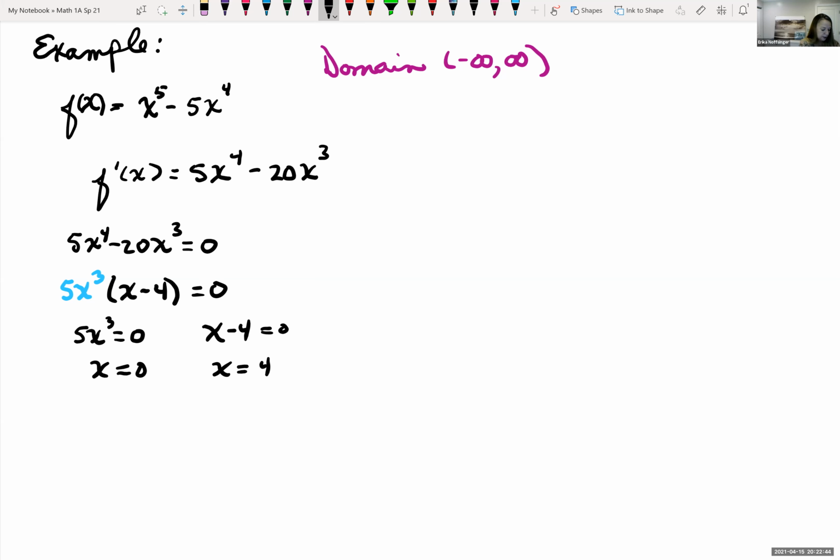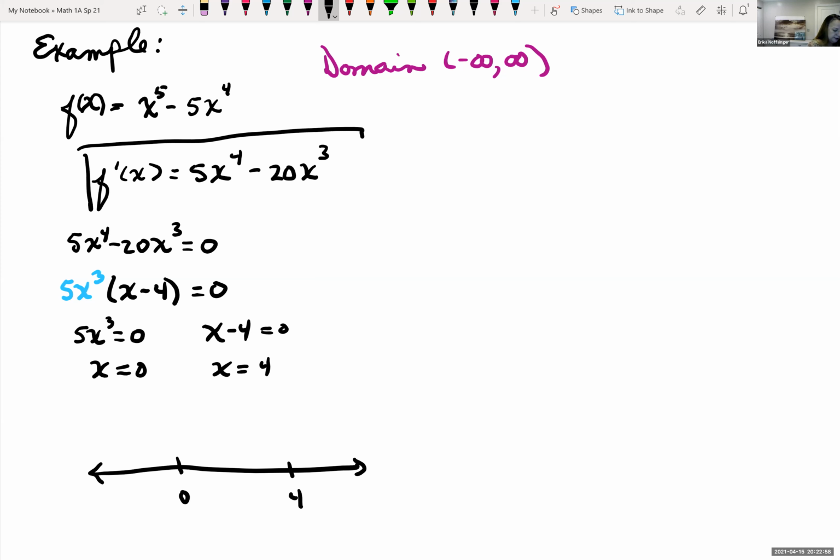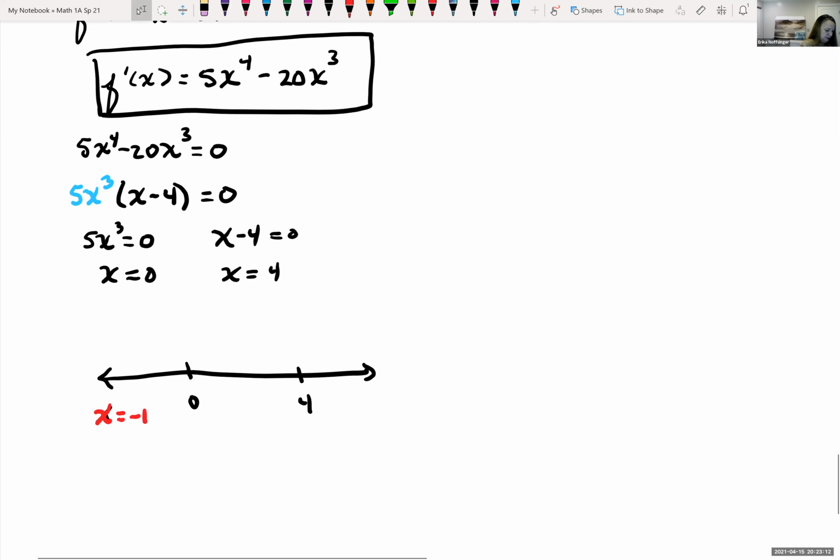So these are our critical numbers, and we want to plot those on the number line and test to see if our values are positive or negative in those intervals. So we're looking at the first derivative and plugging in numbers. Choose a number to the left of 0. How about -1? If I plug x equals -1 into the first derivative, I want to see, is that positive or negative?